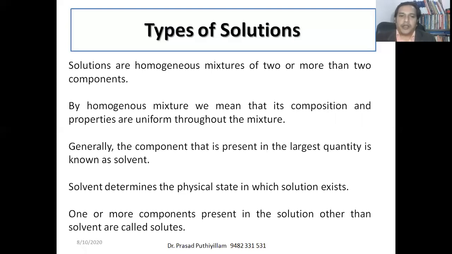And the main component in general, in case of a solution, is the solvent. The solvent itself decides the physical state in which the solution exists. We don't always consider the solvent as liquid. The solvent may be solid, the solvent may be liquid, or it can be gas also. The other component other than solvent, we call the solute.